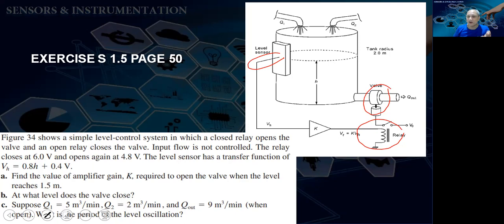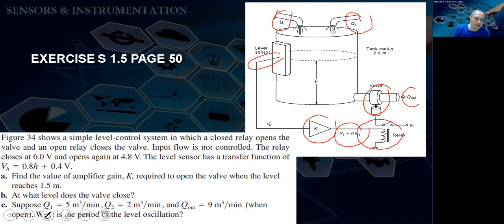So find the value of K here, required to open the valve when the level reaches 1.5 meter. You must put into the equation 1.5 and then find the voltage. And there is this VR, VR equals K times VH. And then the next question: what level does the valve close? And the next question is you are given Q1, Q2, and then Q out here.